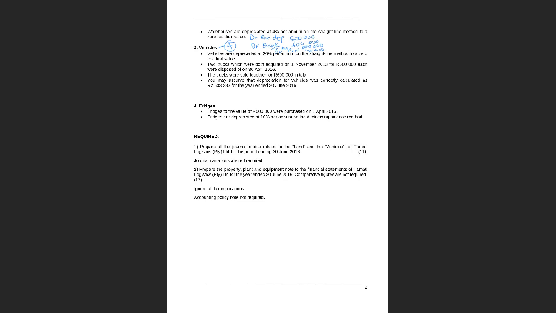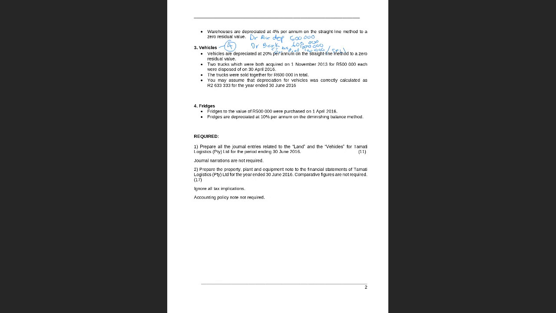Okay, where does the profit or loss go? The profit or loss goes to your other income in your statement of profit or loss. Okay, so it doesn't go to equity, it goes to statement of profit or loss. Okay, so remember also to include all of your elements in your financial statements here. So accumulated depreciation will affect statement of financial position, bank, statement of financial position, the asset, statement of financial position, and the profit or loss will affect SPL. Okay, any questions?